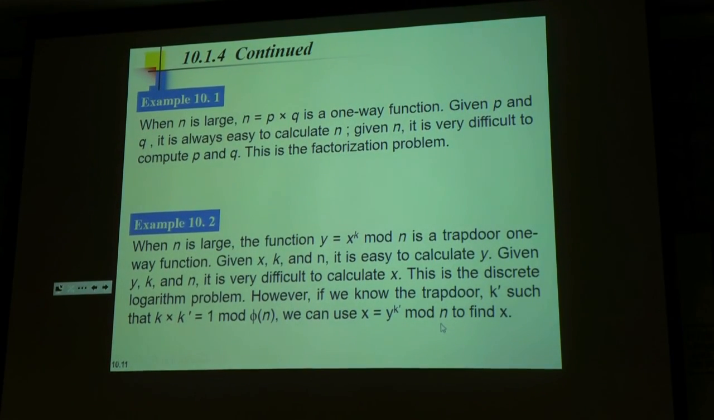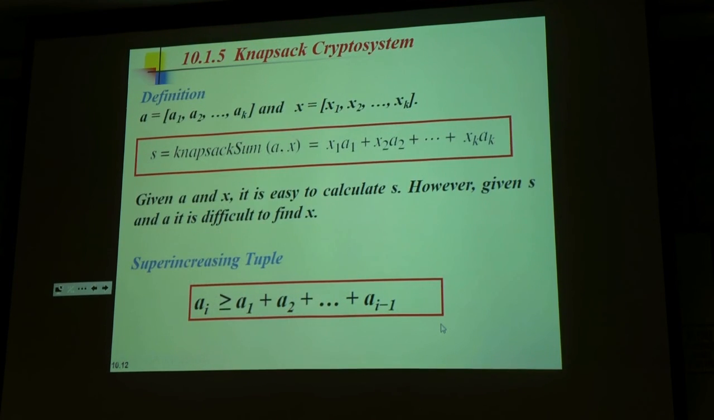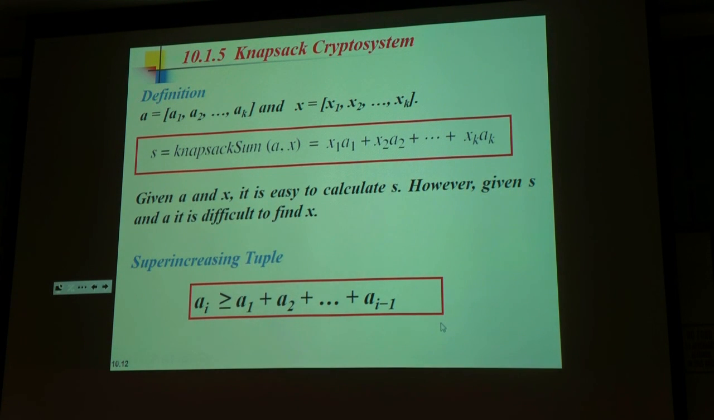So what's the difference between example 10.1 and 10.2? This is a one-way function. How about this? This is a trapdoor one-way function. Let's explain it with one of the protocols, the Knapsack crypto system. The definition says we have A, which is a matrix of one row, A1, A2, up to AK, and X is X1, X2, up to Xk.